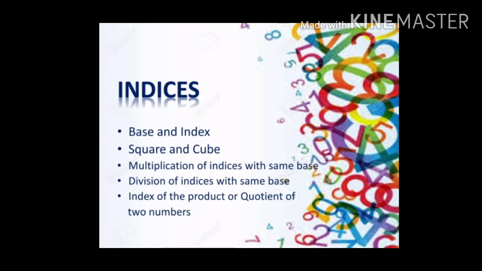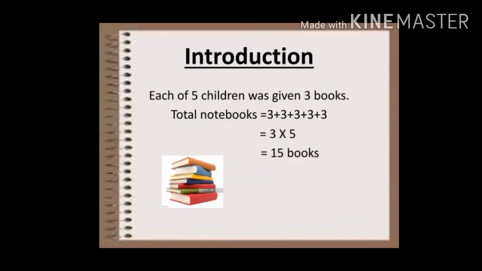So let's start. To start with the topic, let's consider the following example. Each of 5 children was given 3 books. Therefore, total notebooks is equal to 3 plus 3 plus 3 plus 3 plus 3, which is equal to 3 multiplied by 5. Therefore, total notebooks are 15.